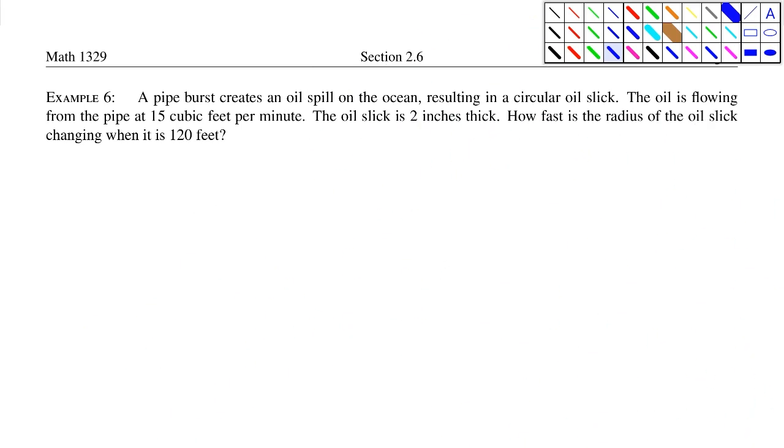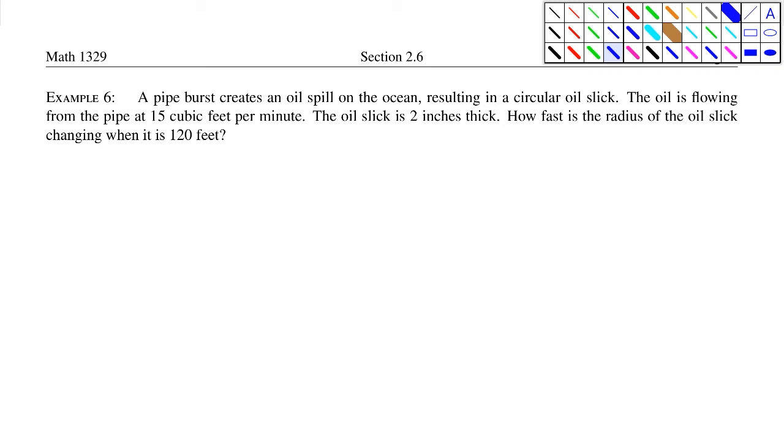Example number 6. A pipe bursts, creating an oil spill on the ocean, resulting in a circular oil slick. The oil is flowing from the pipe at 15 cubic feet per minute. The oil slick is 2 inches thick. How fast is the radius of the oil slick changing when it is 120 feet?